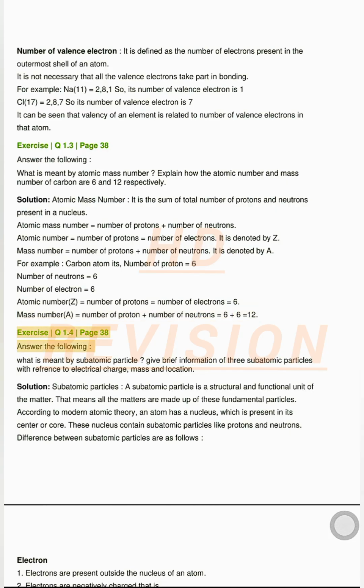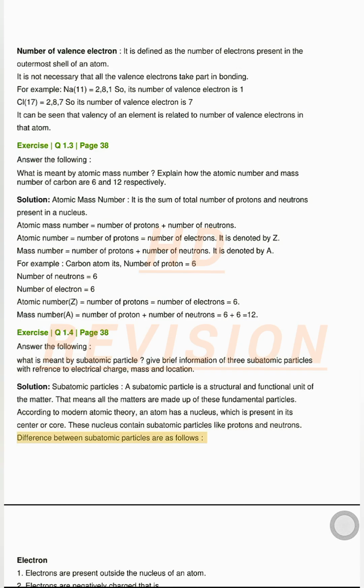Exercise Q1.4, page 38. Answer the following. What is meant by subatomic particle? Give brief information of 3 subatomic particles with reference to electrical charge, mass and location. Solution. Subatomic particles. A subatomic particle is a structural and functional unit of the matter. That means all the matters are made up of these fundamental particles. According to modern atomic theory, an atom has a nucleus, which is present in its center or core. This nucleus contains subatomic particles like protons and neutrons.